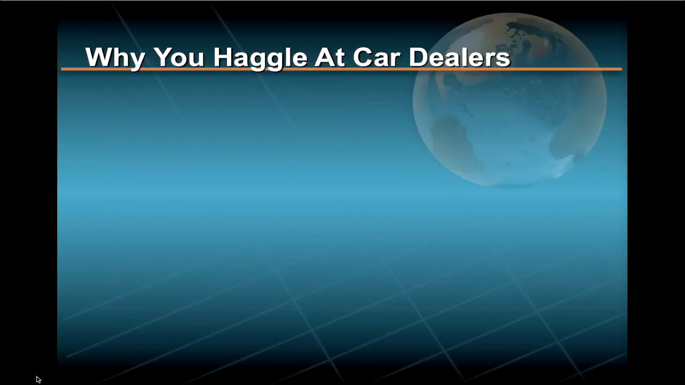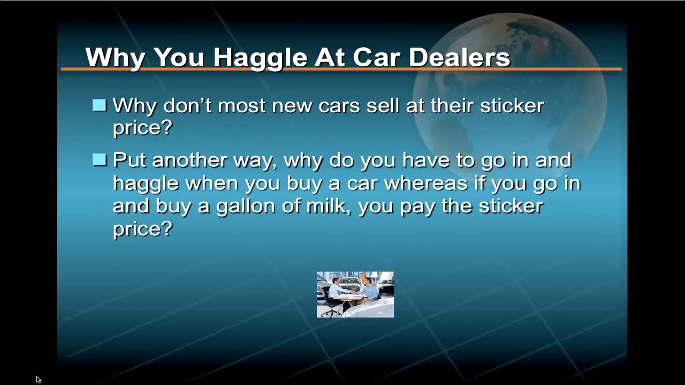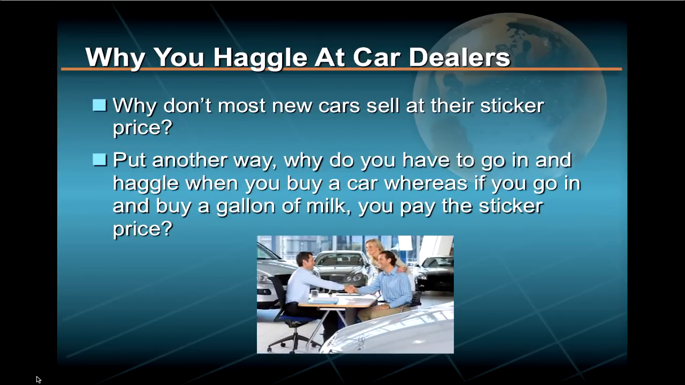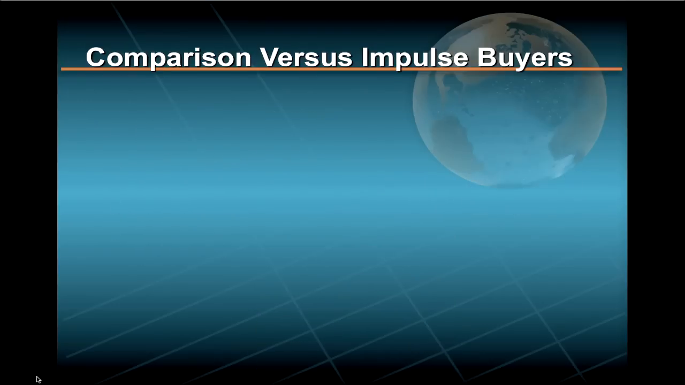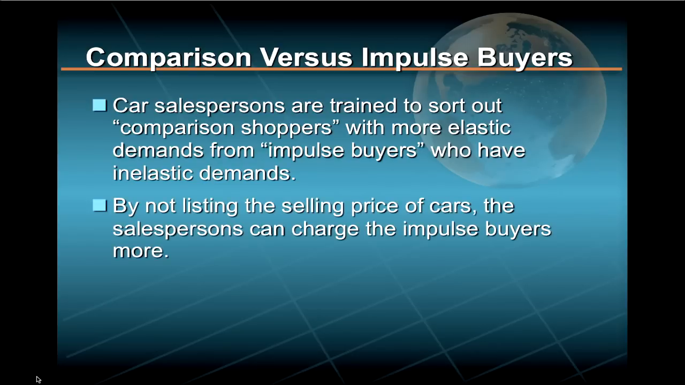Okay, here's another one. Why don't most new cars sell at their sticker price? Put another way, why do you have to go in and haggle when you buy a car, whereas if you go in and buy a gallon of milk, you pay the sticker price? It's because car salespersons are trained to sort out comparison shoppers with more elastic demands from impulse buyers who have inelastic demands. By not listing the selling price of cars, the salespersons can charge the impulse buyers more.